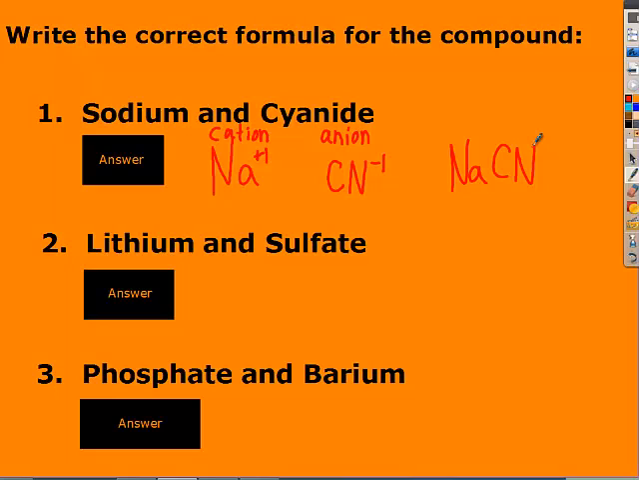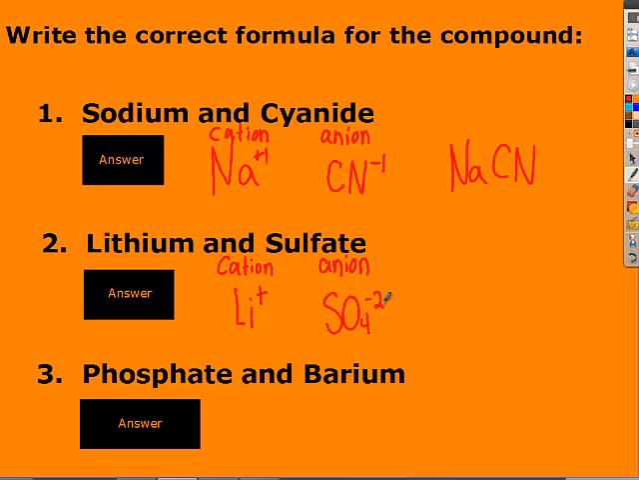I have lithium and sulfate. Lithium, so let's write my cation first. And that is lithium, Li, with the plus. And I have my anion, which is sulfate. Flip over your periodic table. Go down until you find sulfate, which is at the bottom. SO4 -2.